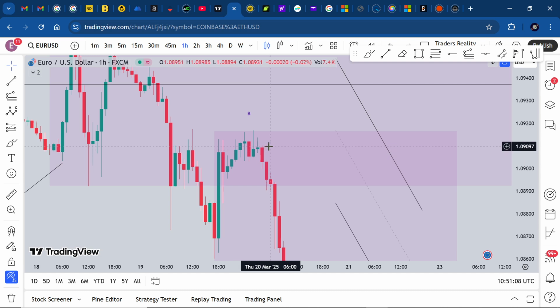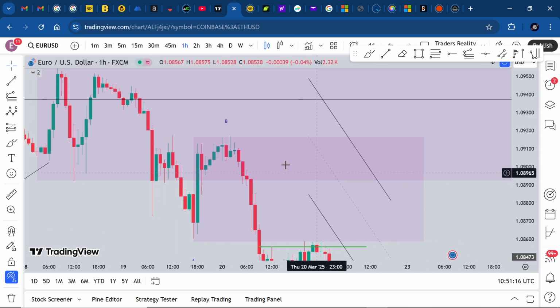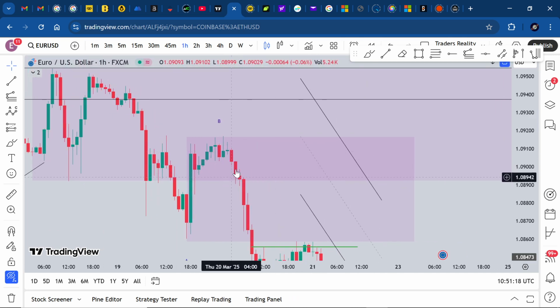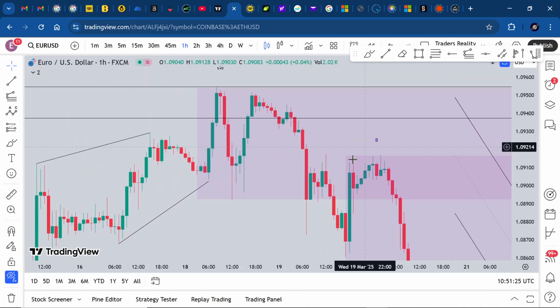Price can run up in here before selling. In this scenario, it didn't, okay? But at the end of the day, there was a bit of a pullback and it carried on. You see a swing low. It's the same thing.